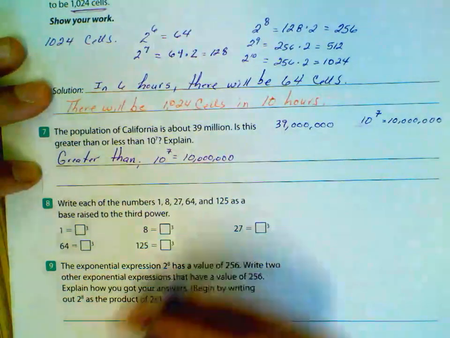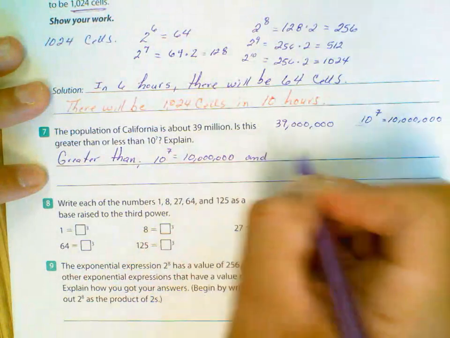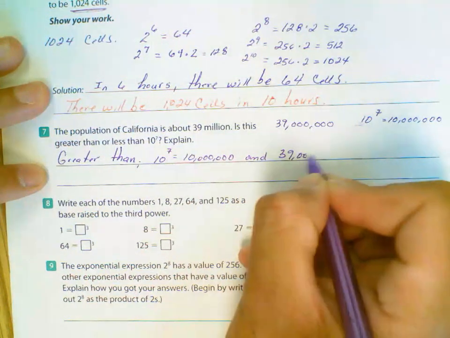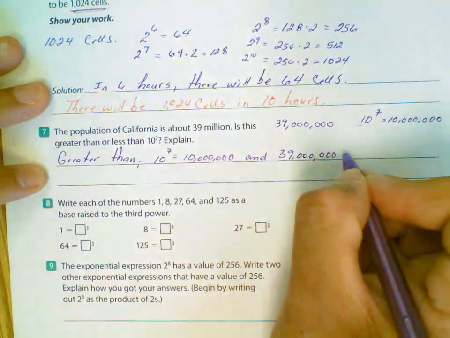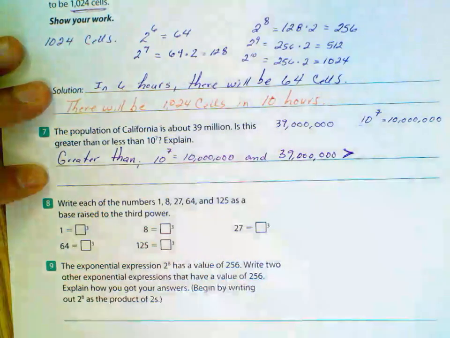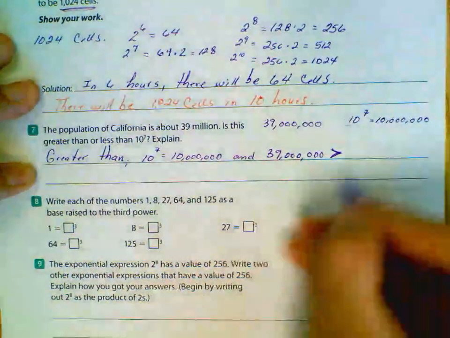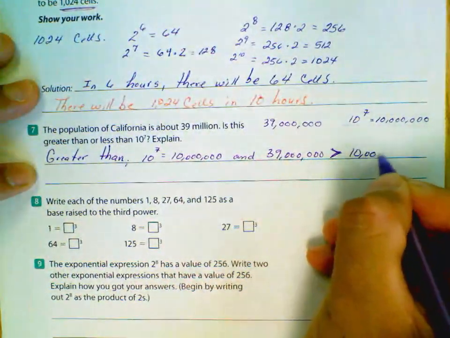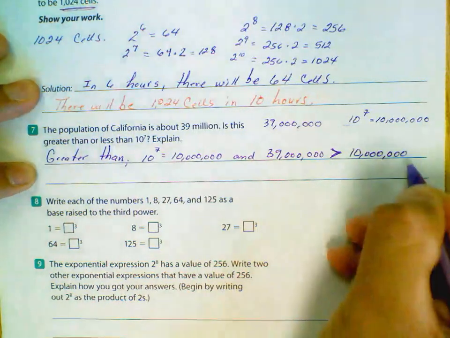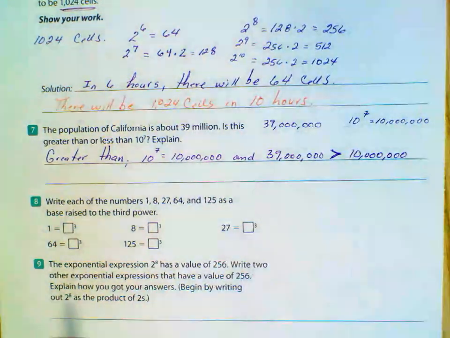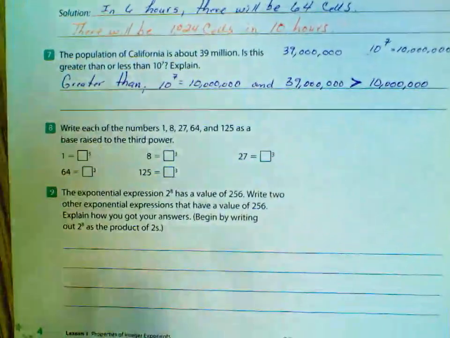And 39 million is greater than, that's the inequality sign, is greater than 10 million. So in this case, that will be your solution. Let's move to number 8.